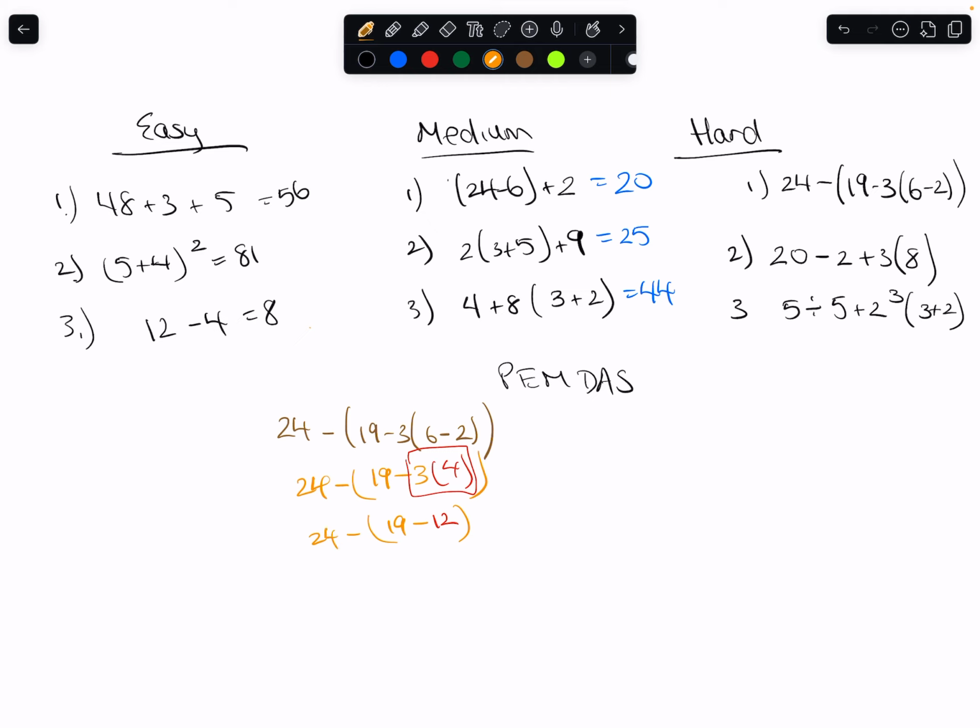Still working on the parentheses. All we see here is just 19 minus 12, which is 7. This is the same as saying 24 minus 7, which is 17. Our first answer is 17.